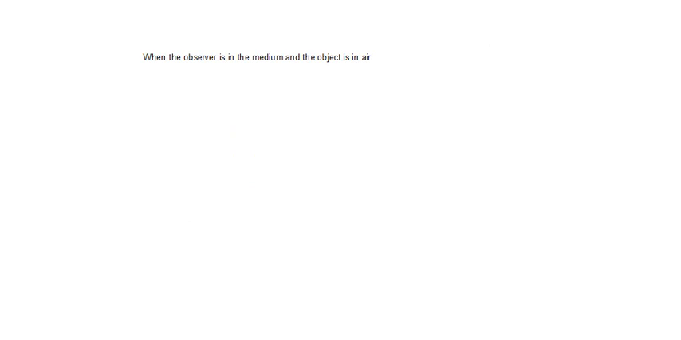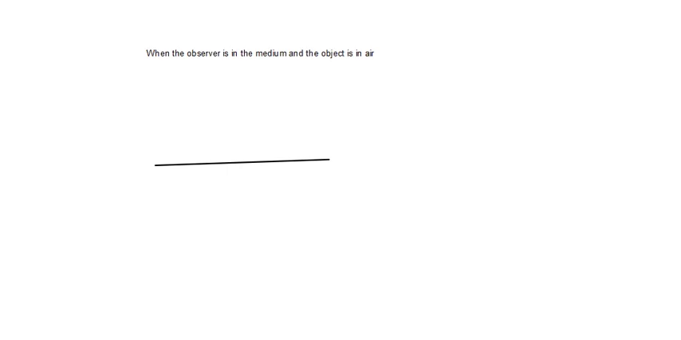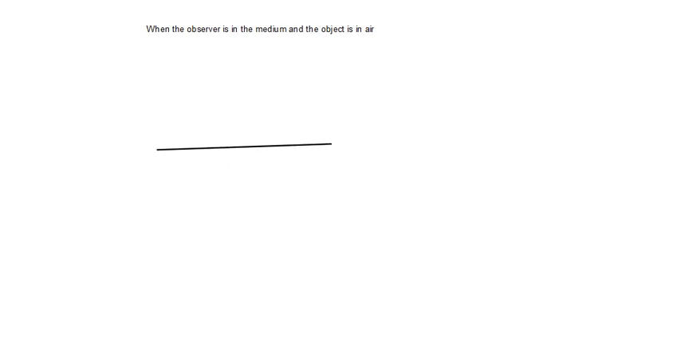When the object, let's say, take this situation now. This is the interface which is separating the two media. Now we are going to consider that the object is in the rarer medium and the observer is in the denser medium. Fine.